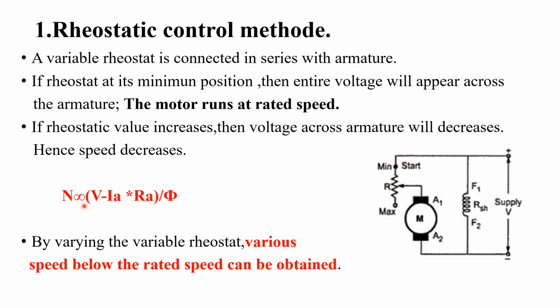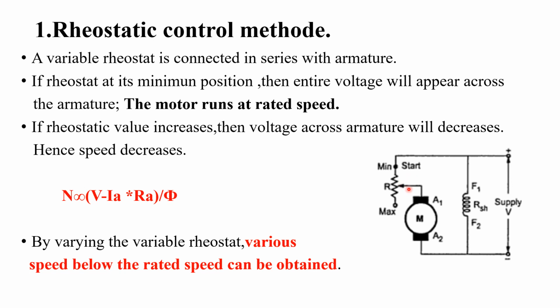This equation shows that N is proportional to V minus IaRa. That means if Ra increases, then what will happen? The IaRa drop will also increase. Then V minus IaRa, that means the applied voltage will reduce due to the rise in the value of Ra, so that the speed of the motor will decrease.